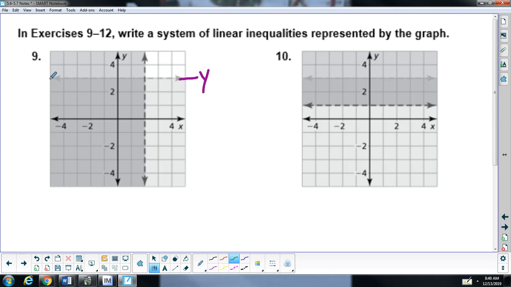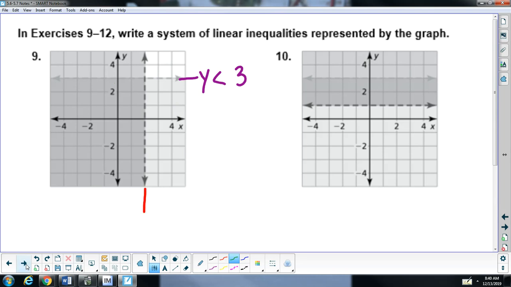So y, and then it is this line, the shade is below, and it's dashed, so that would be just a less than. And then we just need to figure out where it crosses that y-axis at 3. So that's how we got this 3. So y, because it's horizontal, less than, because we're shading below and it's dashed. And then 3, because that's where we're crossing the y-axis.